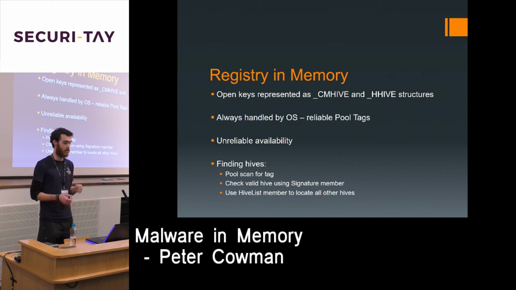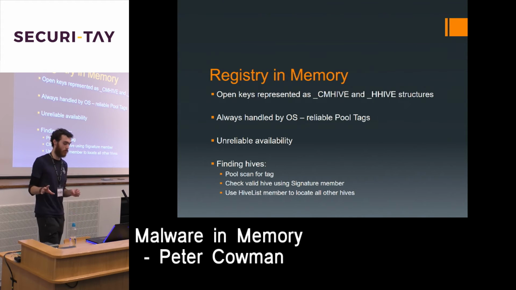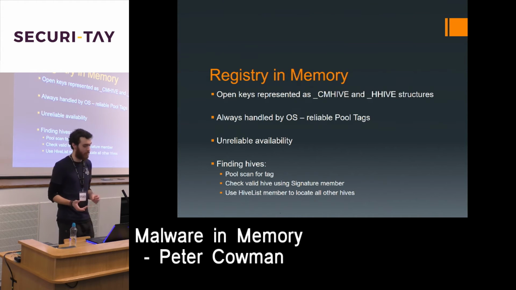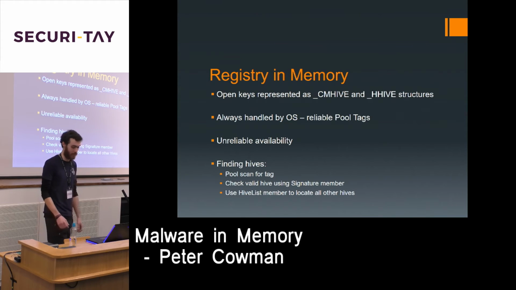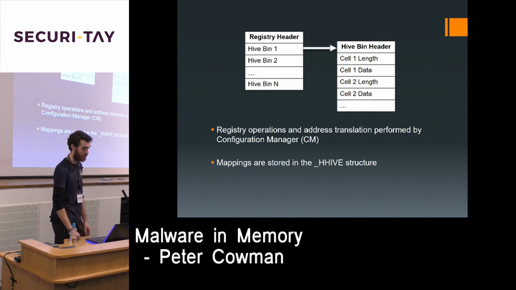And then you can use the hive list, which is another array within the header, to try and locate all other hives that might be in memory. So if you find one, you can extrapolate to all current hives, but as I say, it can be quite a broken picture, and experimenting with this has been quite tricky compared to some of the other things.